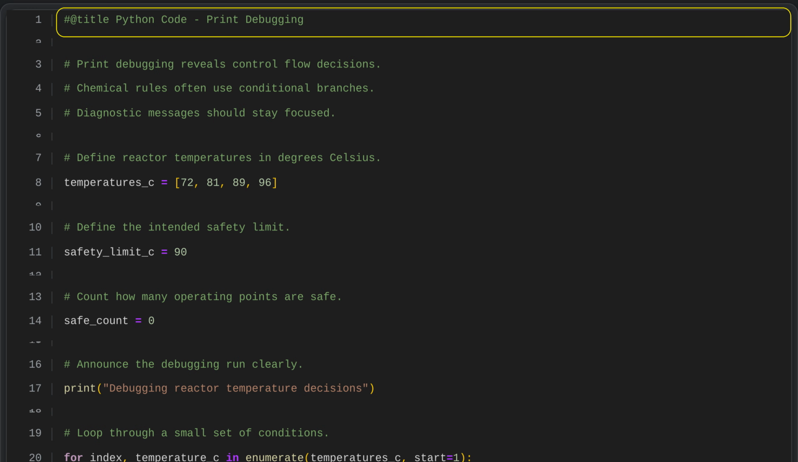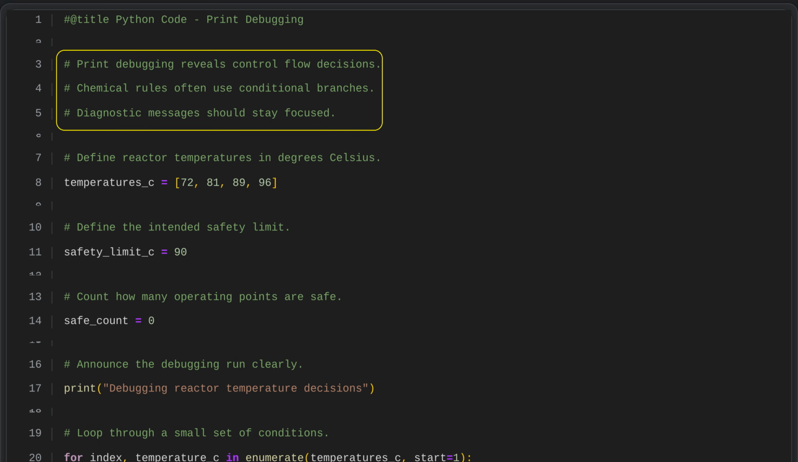Python code, print debugging. Print debugging helps show which control flow paths a program takes, especially when chemical rules depend on conditional branches. Diagnostic messages should be brief and focused, so they clearly reveal the key decisions being made.